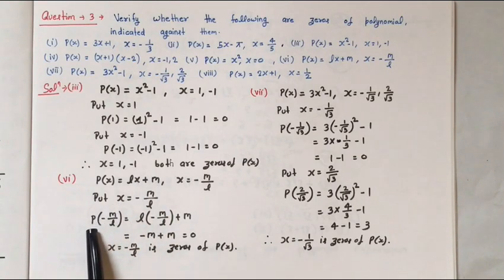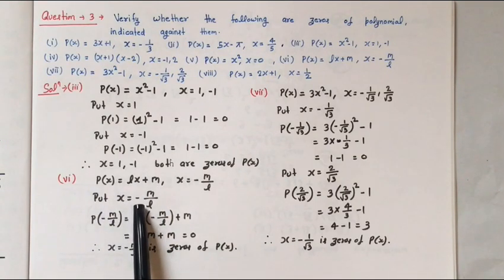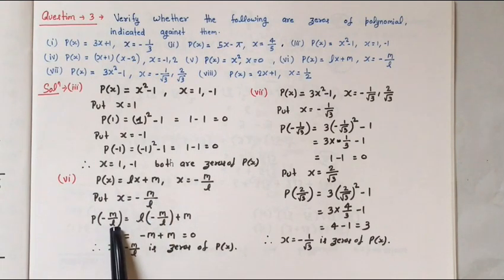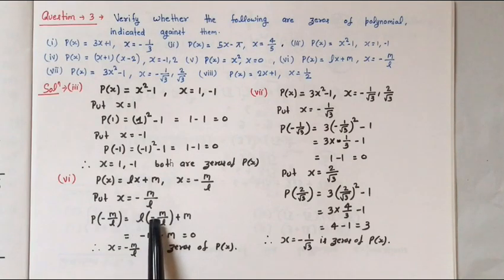Now p of minus m upon l is equal to l, in brackets minus m upon l, plus m. Now you can cancel l by l, it is minus m and plus m. Minus m plus m cancel out each other, so it will become 0. Therefore x is equal to minus m upon l is a zero of the given polynomial. Why is it a zero?